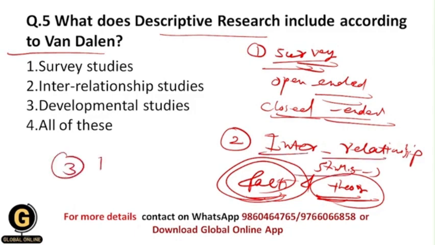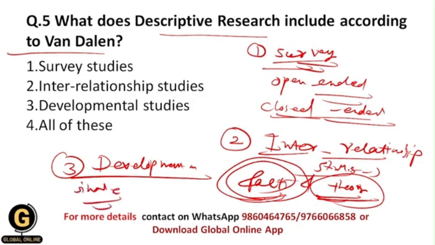And the third study is developmental studies. Within developmental studies, as the name suggests, we study the development of each and every object. For example, if I want to study the development of an organism in a human being, such as the heart, then from a single cell I will see its development towards a proper heart.